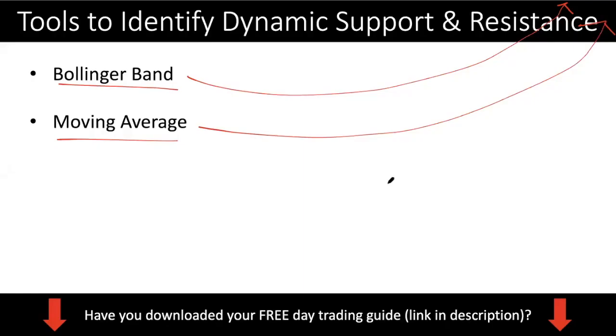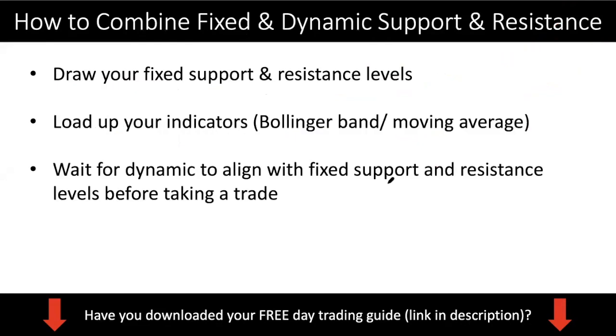So I showed you what the dynamic support and resistance level is. I showed you what a fixed support and resistance is. Now I want to show you how to combine both, because if you can combine both, then you're going to have more confluence, and more confluence means that there are more people using it, and therefore it's a higher probability setup. So this is the step-by-step guide on how to do it.